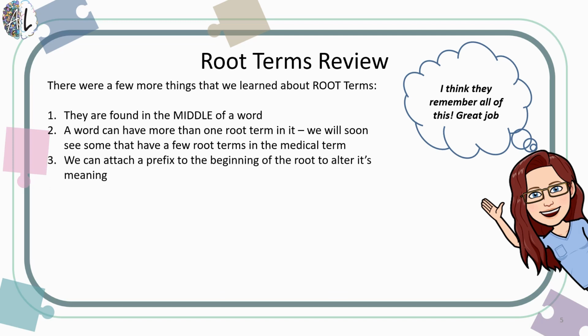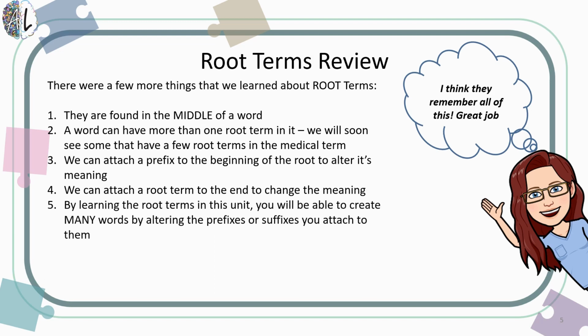We can attach a prefix to the beginning of the root, and it will help to alter its meaning. You're going to see some examples of this coming up. And we can attach either a secondary root term or a suffix to the end and also change the meaning. And remember that as you're looking at your word list, you want to look for that combining vowel that you see. So by learning all of these root terms, you can now add different prefixes, suffixes, and additional roots to make up many words from medical term.